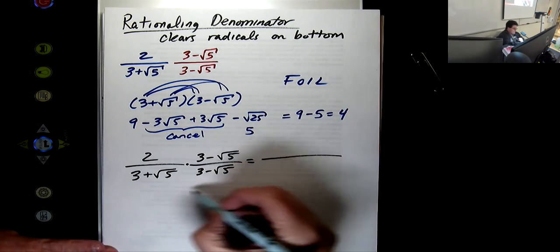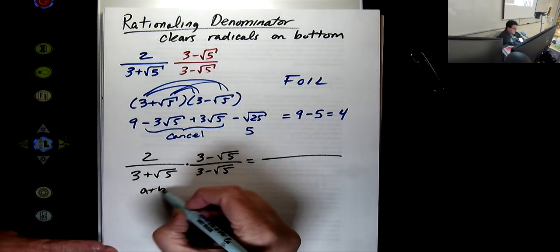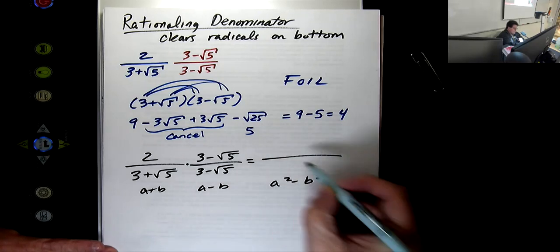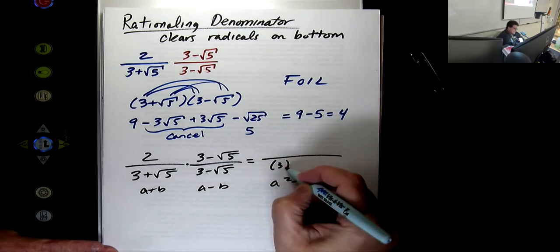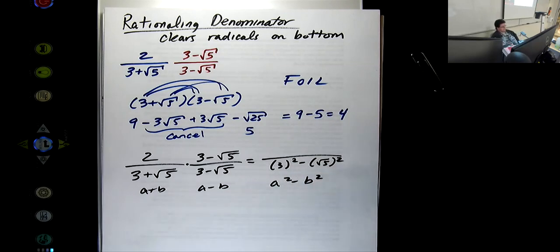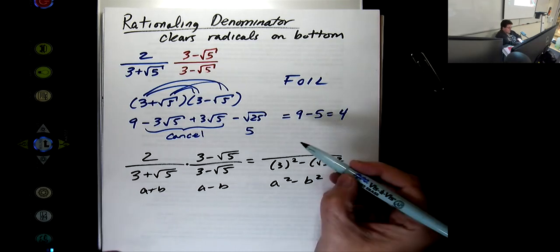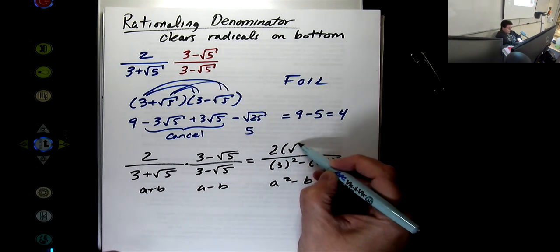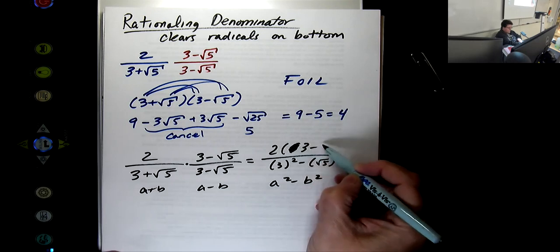Using that, this is a plus b times a minus b, so I should have a squared minus b squared. Write that like that: 3 squared minus the square root of 5 squared. On top, all you can do is distribute, but I'll do the distributing on the next line.